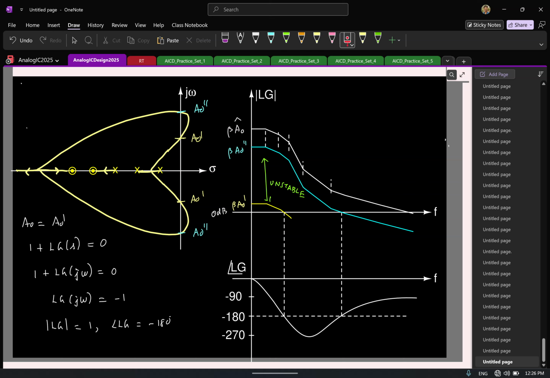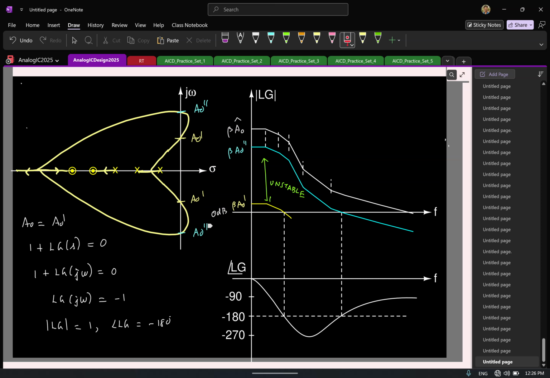So if I have any DC gain in this range, the corresponding magnitude plot in the Bode plot will lie somewhere here. Now if I have to sense if the system is stable or not, I just have to check if the magnitude plot is lying in this region. That's all I have to do.